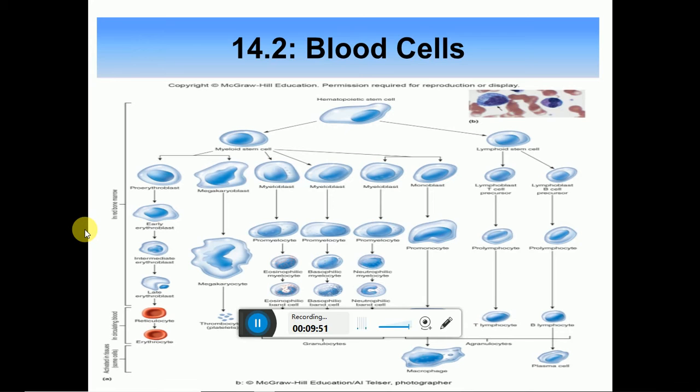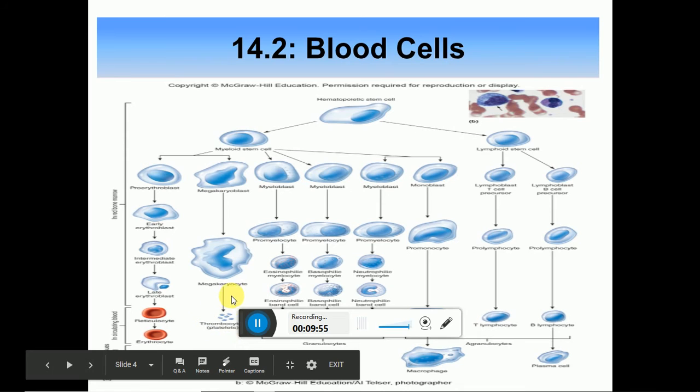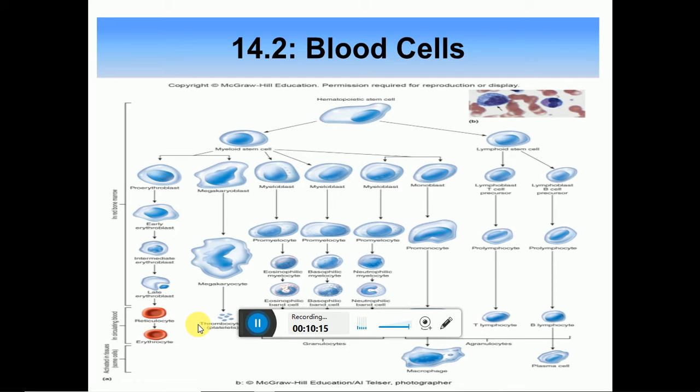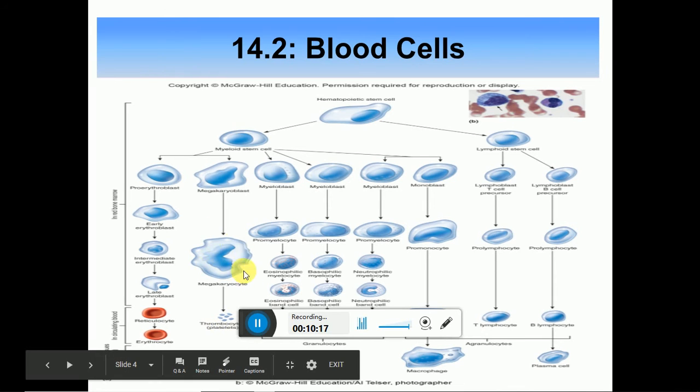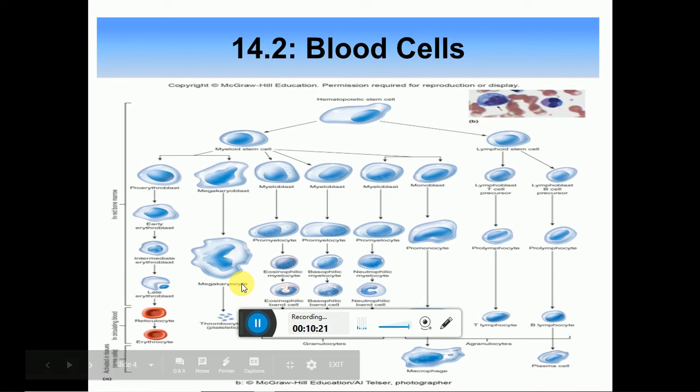For the platelets, which is this portion right here, you see that platelets come out of a huge cell, and that cell is known as a megakaryocyte. Platelets are just little fragments of that bigger cell. That's why when we were talking in the very first slide, we said that platelets are fragments. They're not real cells. They don't have a nucleus. They're just fragments that are pinched out of this megakaryocyte.